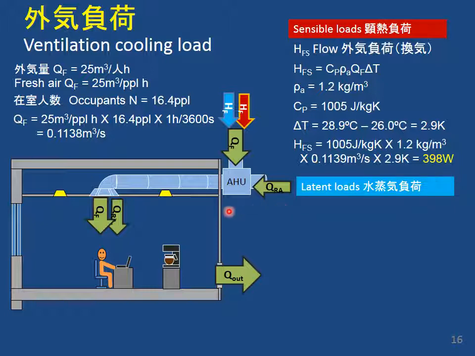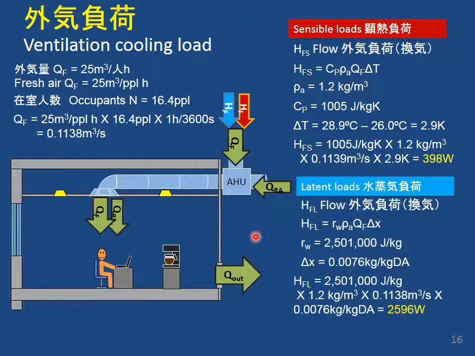The latent heat to change this moist air to drier air for the room. Again, from the earlier calculation, we had delta X, the change in humidity. We know the flow, so we need 2,596 watts to dehumidify that fresh air. So for a total of almost 3,000 watts to condition that fresh air into the room.